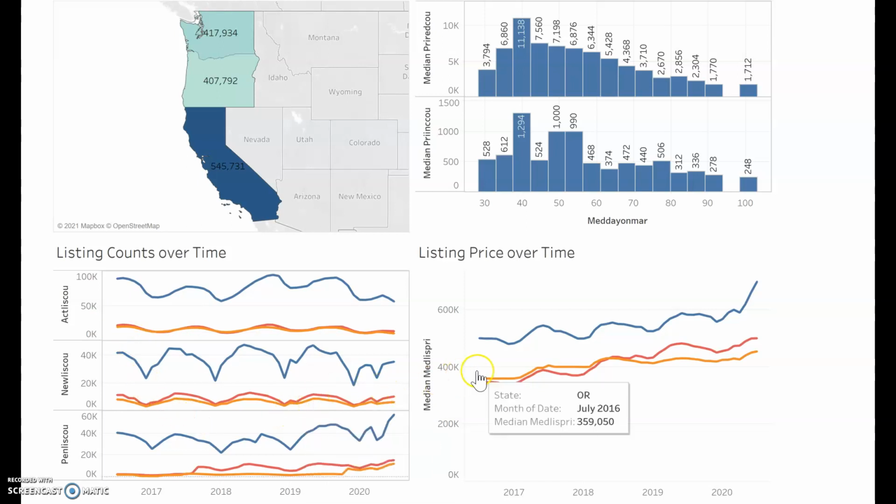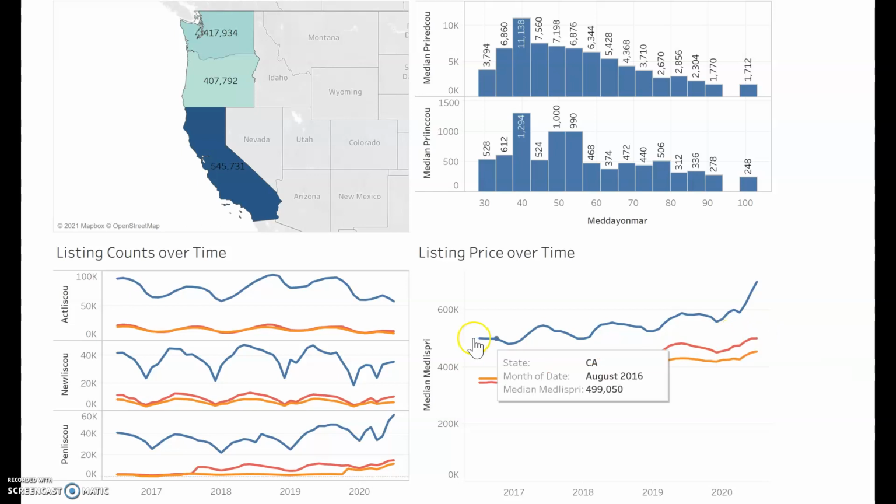And then finally, if we look at our fourth chart, we can see that the listing price over time for the states has gradually been increasing. So even though California is, again, much higher than both Washington and Oregon, each state's general listing price has increased over the years, to the point where Washington is now about where California started at in 2016.